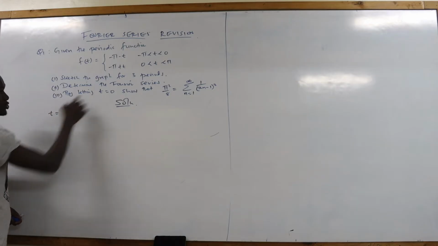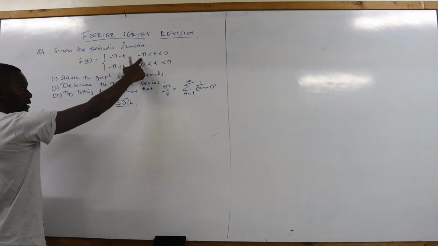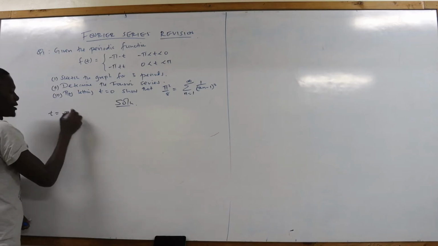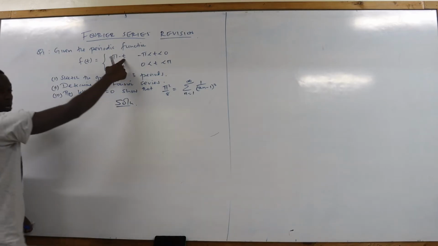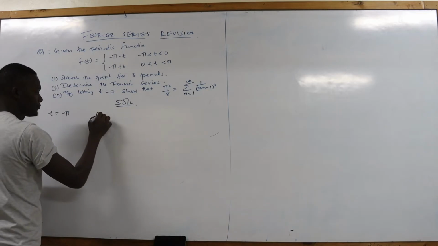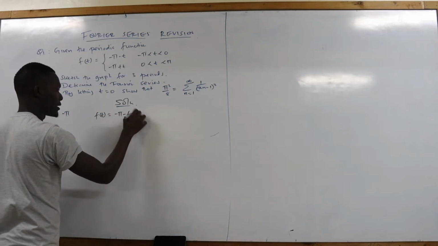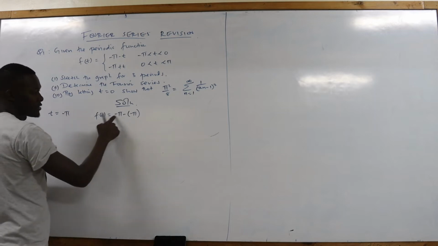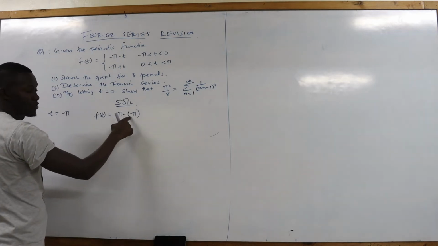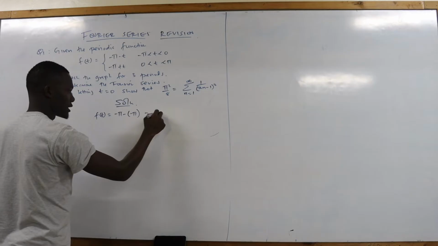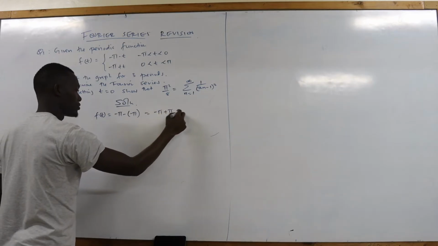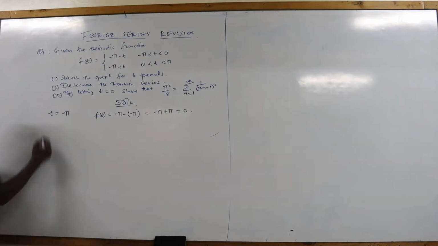So when t equals −π, our first limit, you replace −π here. Your f(t) will be −π − π. Are you together? So −π minus, this one will give you a positive, so this gives you −π + π. What does this give you? It will be 0.